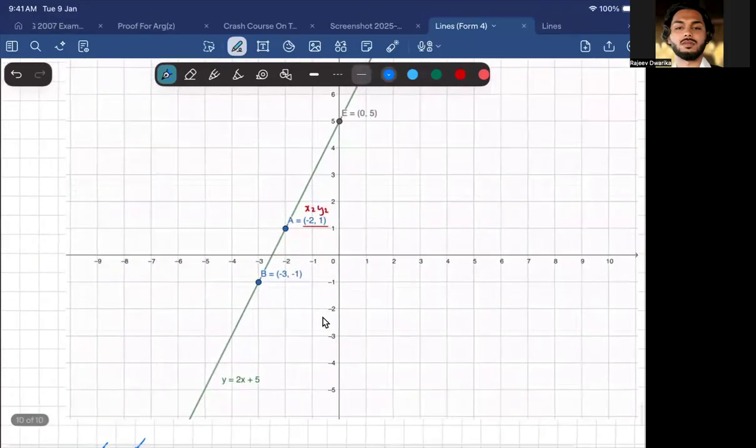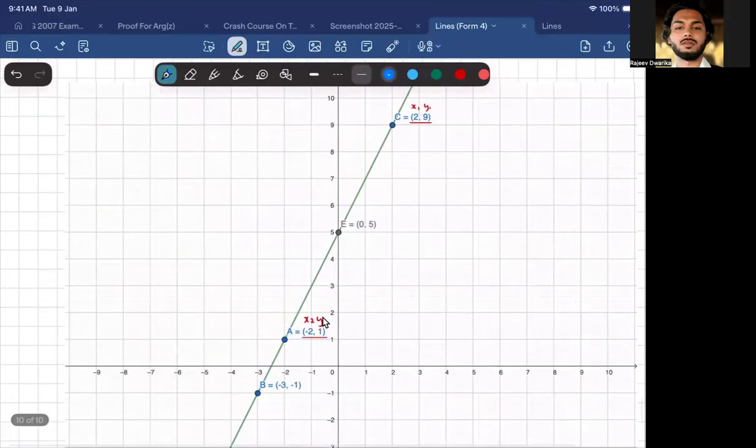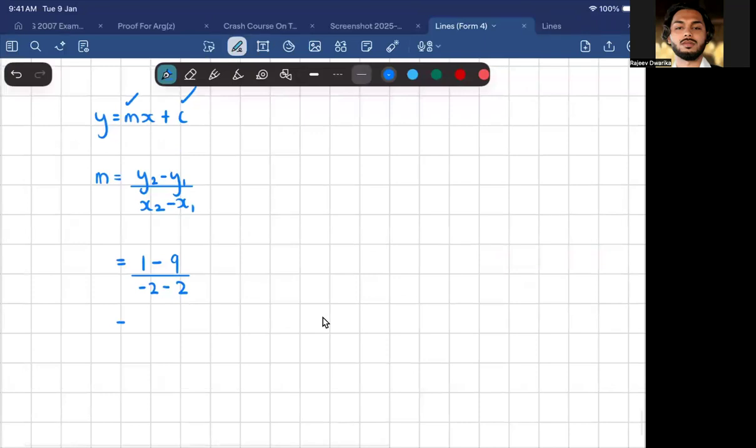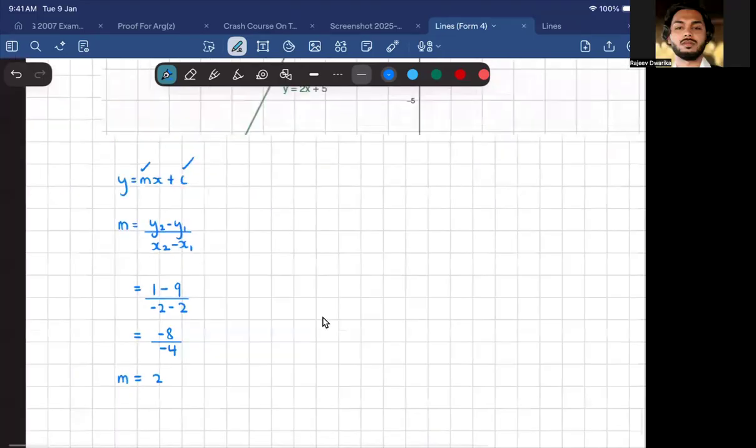Let me just verify that. So x2 is minus 2 and x1 is 2, right? So minus 2 is x2 and x1 is 2. So minus 2 minus 2. Sounds correct. What is 1 minus 9? Minus 8. Right? What is minus 2 minus 2? Minus 4. What is minus 8 over minus 4? 2. Great. So my gradient is 2.